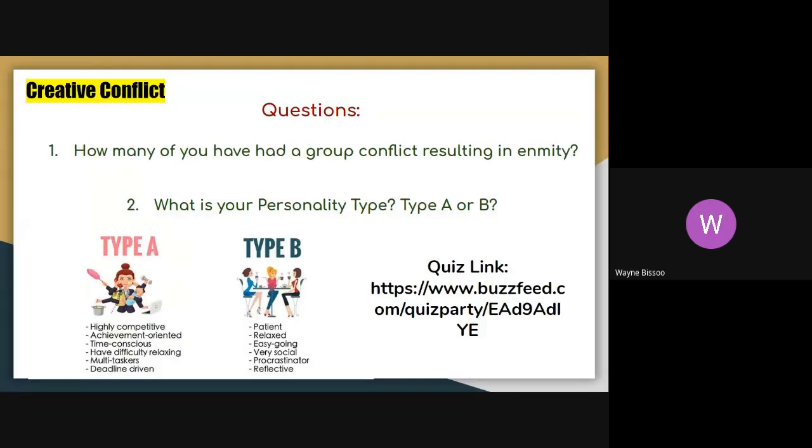So, let me just ask a question related to your first question here. Have any of you had very good experiences with groups, and what was the difference with the way that group worked as opposed to groups that didn't work well?